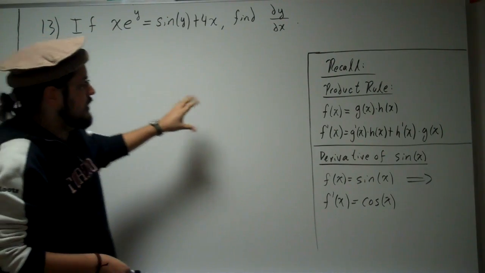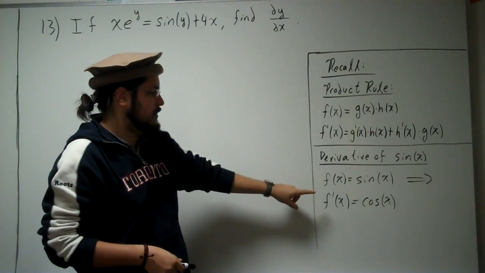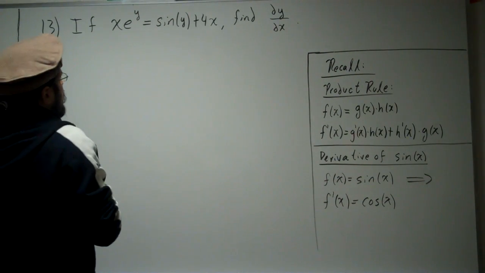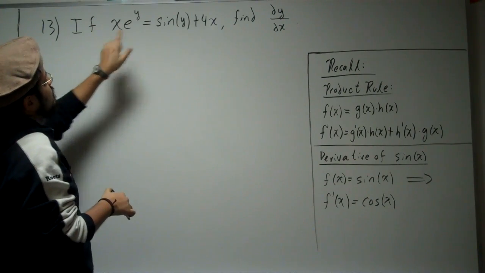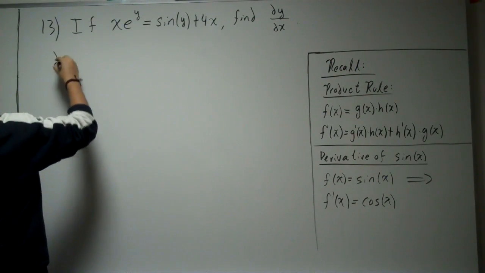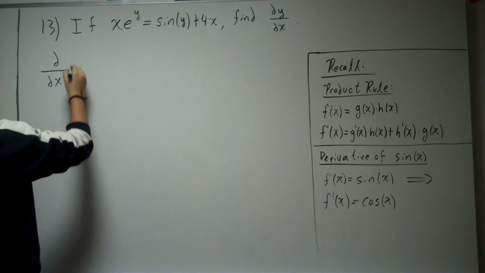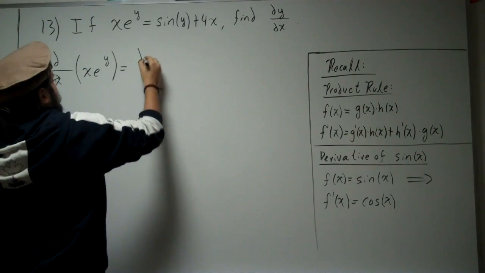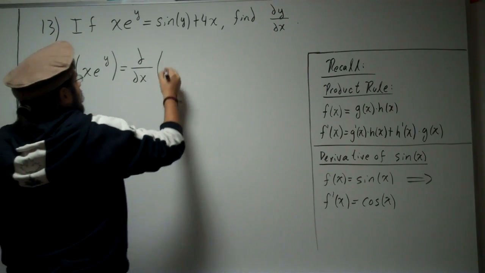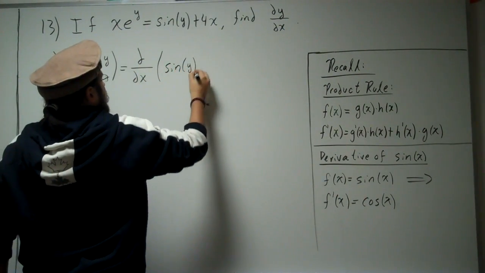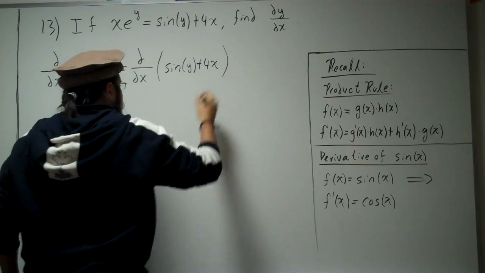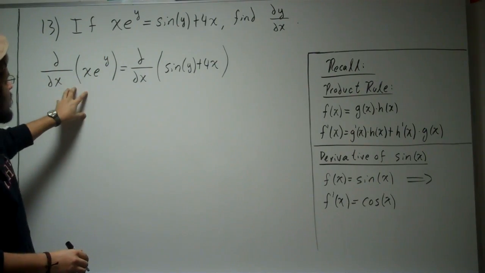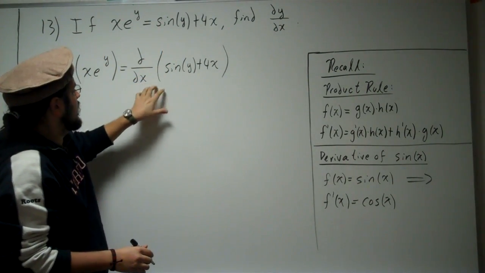During the process we're going to encounter the product rule and the derivative of sine, so I put this here to recall. Alright, let's go ahead and solve this. In order to solve this, we have to take the derivative with respect to x of both sides. So that means d/dx of x e to the y is equal to d/dx of sine y plus 4x. I'm taking the derivative with respect to x on this side, and with respect to x on this side.